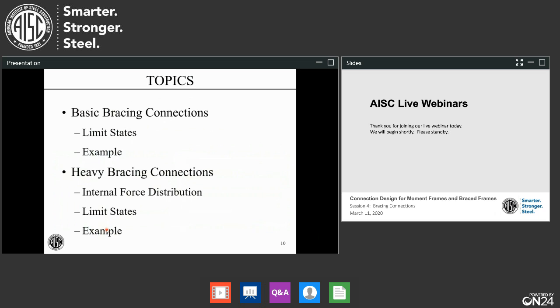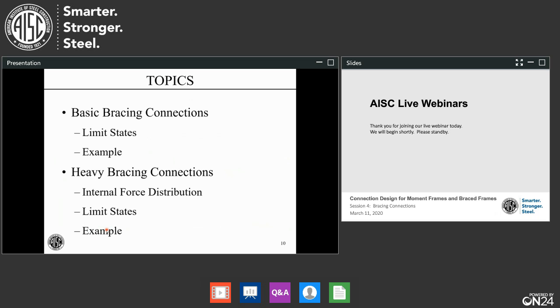Our topics, we're going to start with basic bracing connections, just pretty simple ones, where we have just a gusset plate and brace connected to a member, either a column or a beam. So these are simple. We'll use these to introduce some limit states that are not new, but new to us perhaps during this webinar series. And we will be working some example calculations in this section.